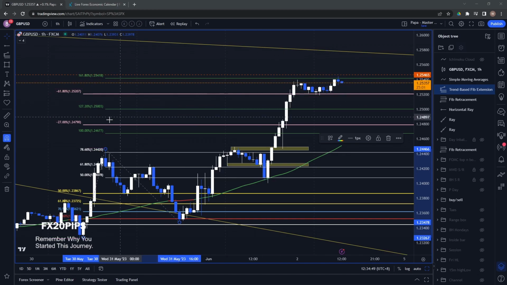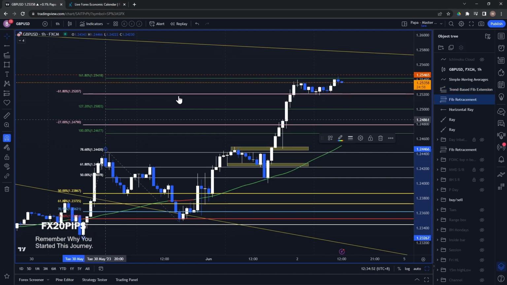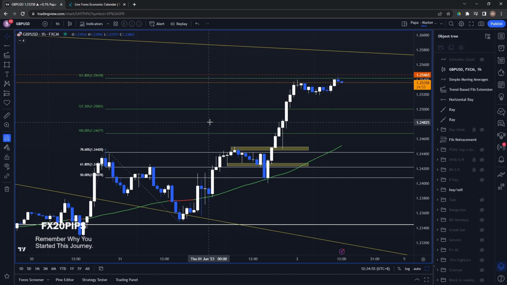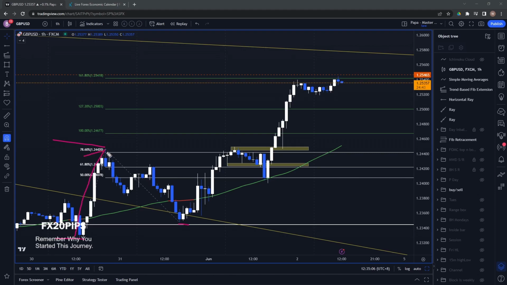Okay, so let me just remove the original FIB. Hope this is clear again. 0.1, 0.2, 0.3. This is the initial expansion. So the moment it retraces, you want to know in advance using Fibonacci how far it will go. So you use these extensions. 100% is this level. Okay, 127 and 161.